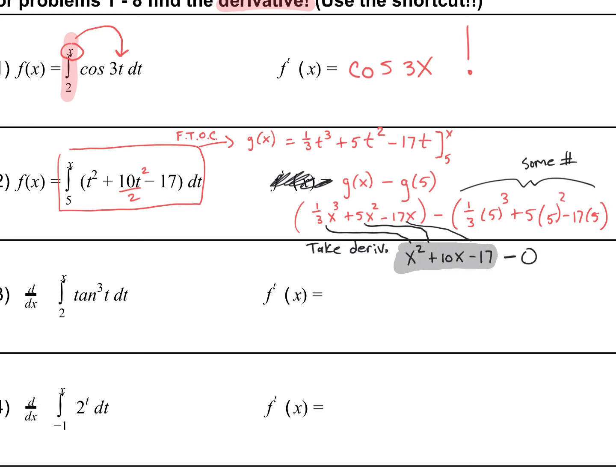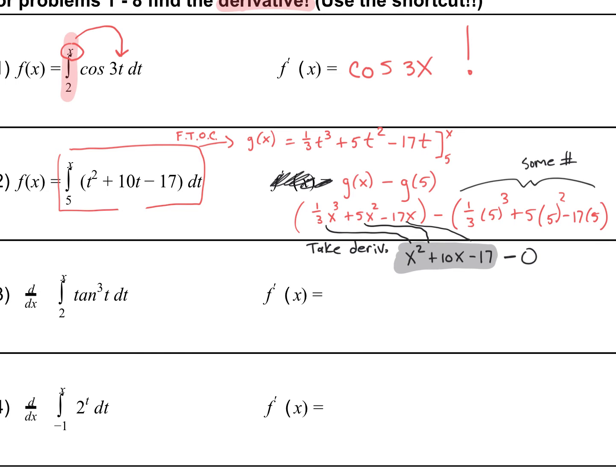I took the derivative of the integral. Now I want you to compare this, let me erase this marking up here, I want you to compare this right here to the original integrand right here. It's exactly the same, but instead of t here and here, what do you see? You see x.